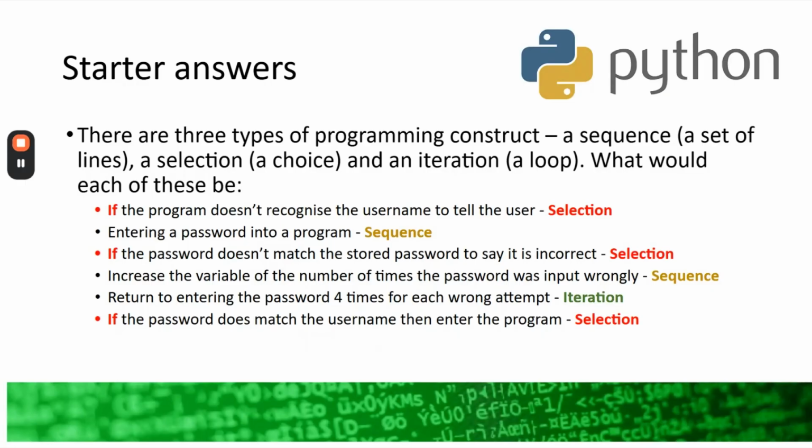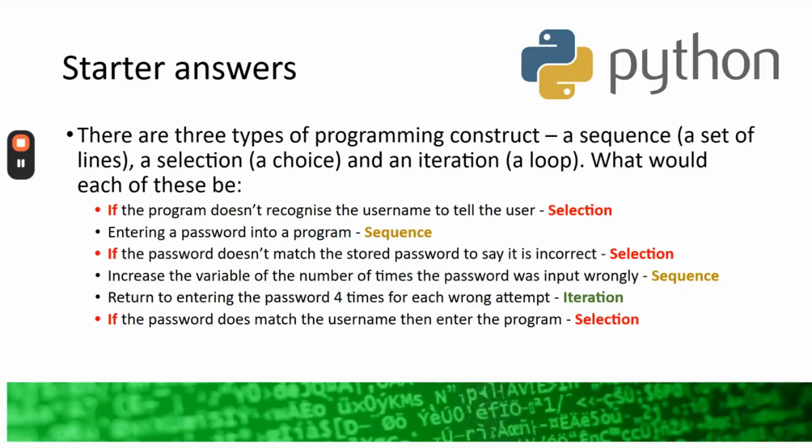Now this fourth and fifth one, it's easy to lump them together and just say they're iteration. But really the fifth one that says keep asking them the password again is iteration. That's making them go around in a loop, type it in again 4 times. The bit that's adding a number and going, it's got it wrong, it's got it wrong, it's got it wrong, and how to add the number is a sequence.